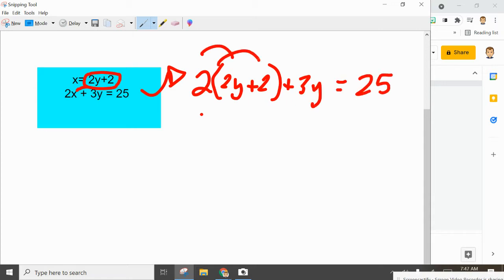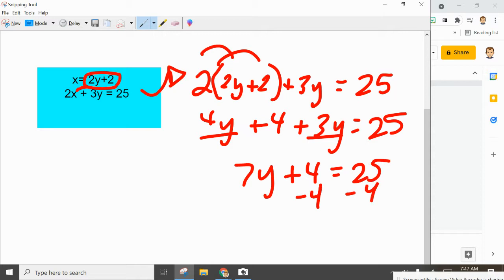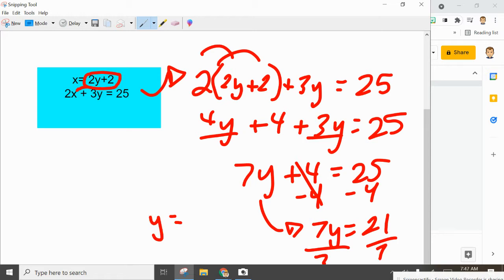All right, we're going to go ahead and go 4y plus 4 plus 3y equals 25. Like terms, I get 7y plus 4 equals 25. Subtract 4, I get, oops, let's go ahead and just clean that up a little. I get this canceled out. I bring this down. I get 7y equals 21. We know 7 goes into 21 3 times. Beautiful. We know what y is.